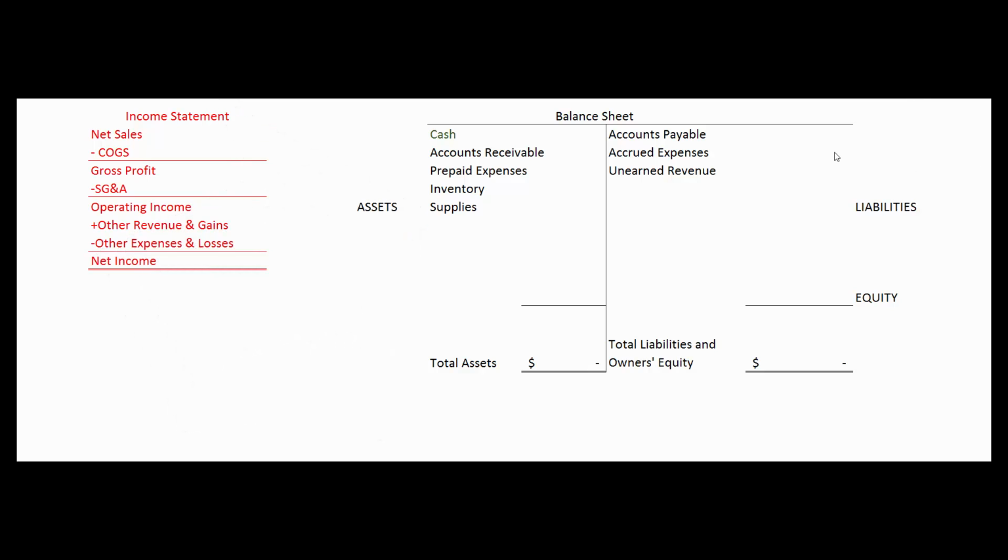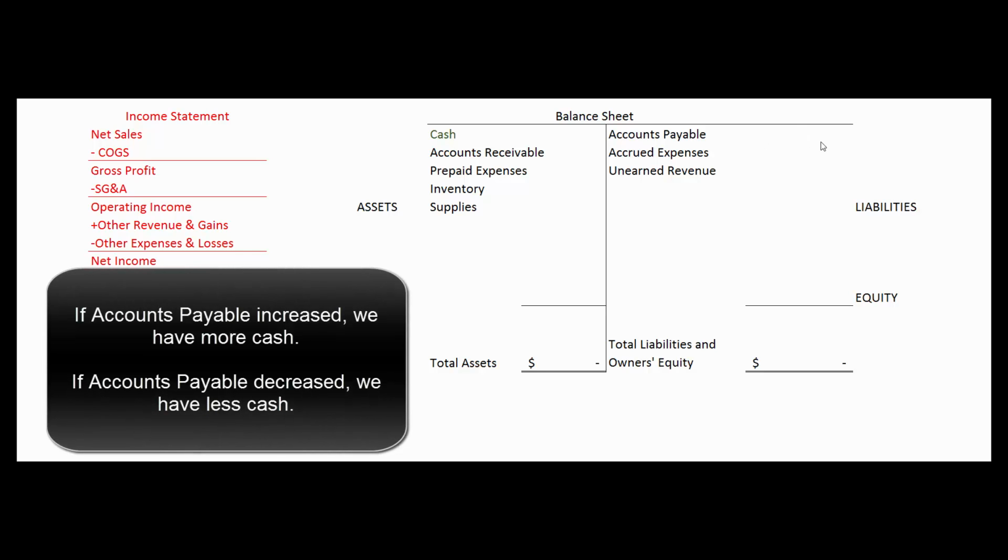On the other side of the balance sheet, what if accounts payable has gone up? In other words, what if we don't pay all our bills? Well, if we don't pay all our bills, we have more cash. What if we've accrued for expenses? In other words, what if we haven't paid all our bills?